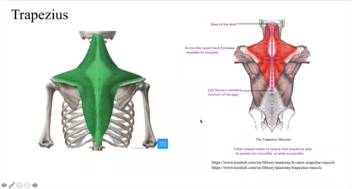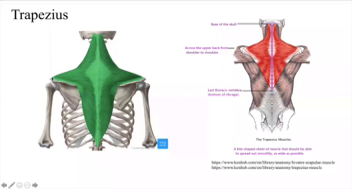The next muscle is the trapezius, which is a large, flat, triangular muscle that spreads along the back. The first region is the superior portion of the trapezius. Its lateral attachment is the acromion process of the scapula, and its medial attachment is the cervical vertebrae and occipital bone of the skull, which is indicated right here.